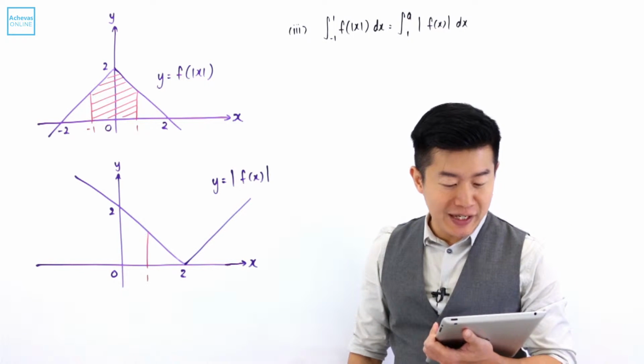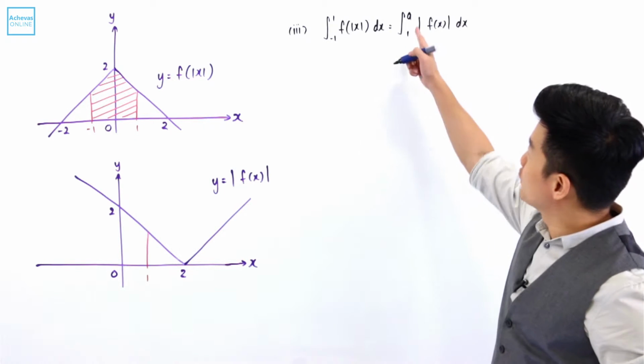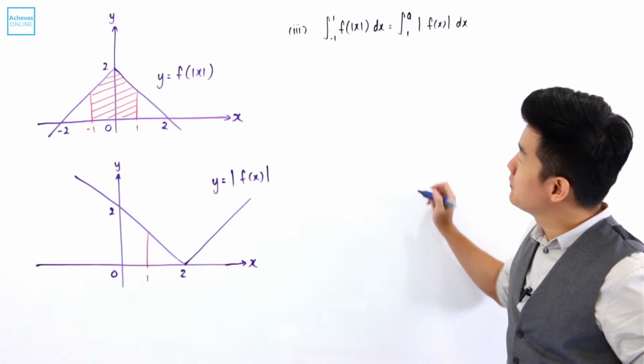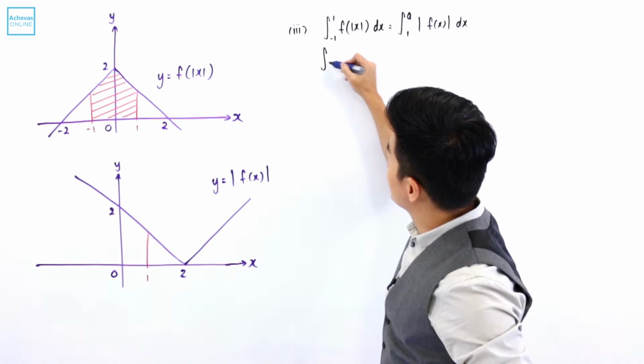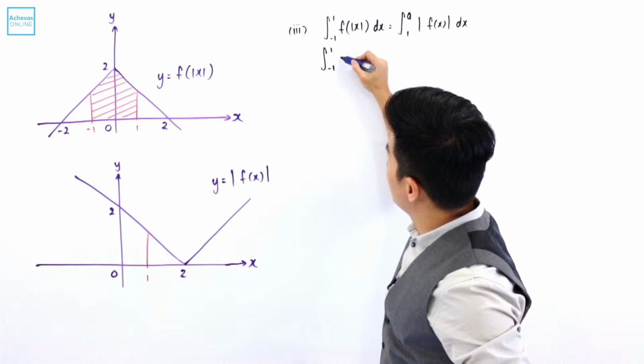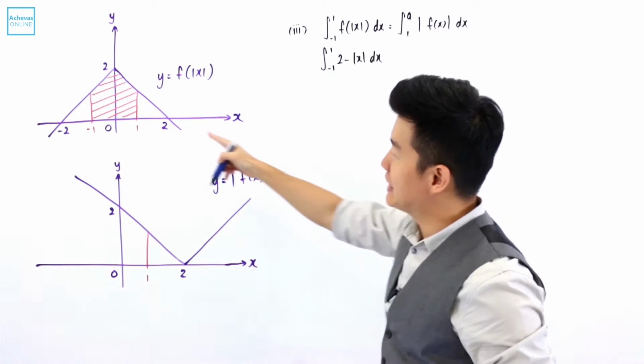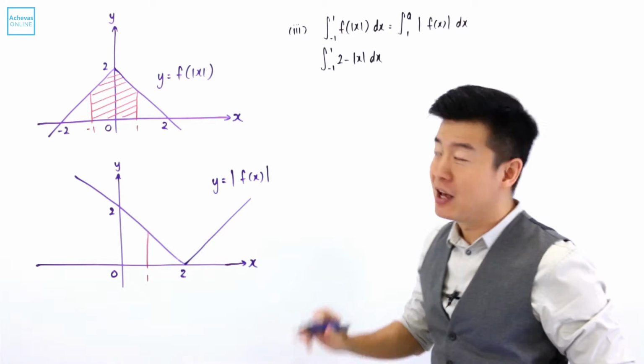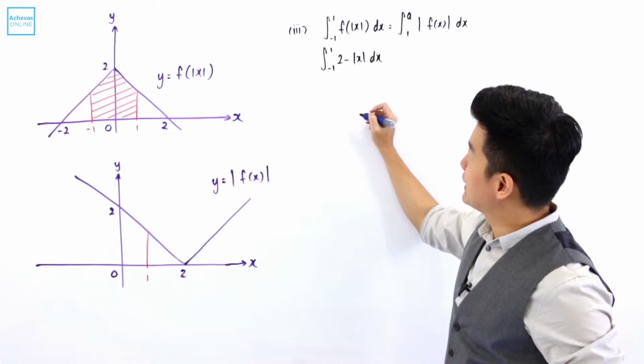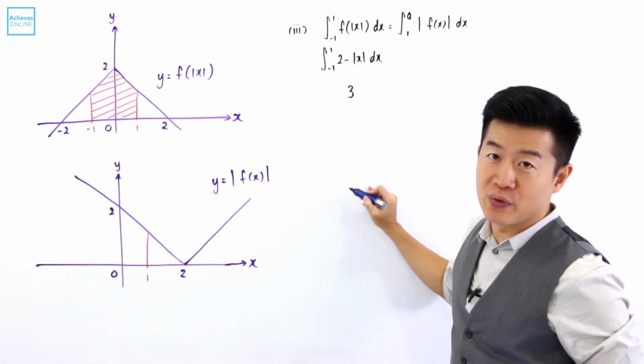We are supposed to evaluate the exact value of this constant a that is in the definite integral. On the left hand side, it is integration from -1 to 1 of 2 minus modulus x dx. Basically, it is this area here that I've shaded. I just need to press my calculator to get this value. It is going to be equal to 3.